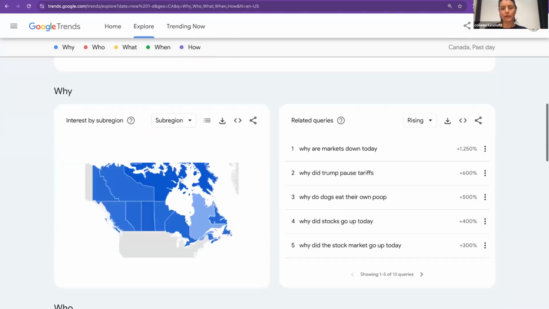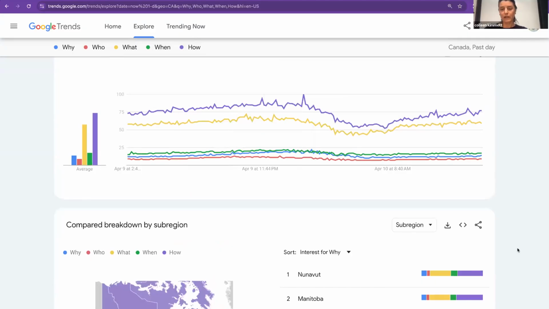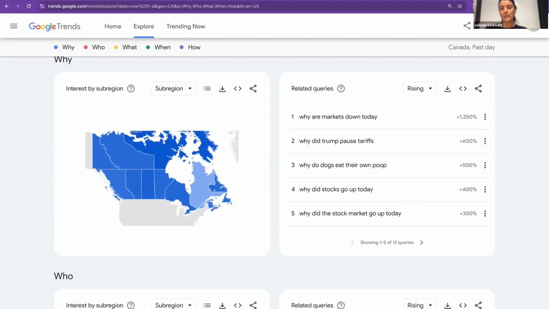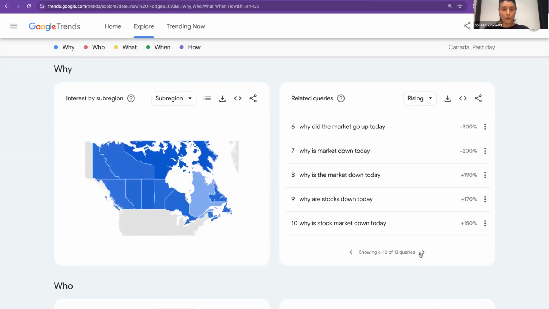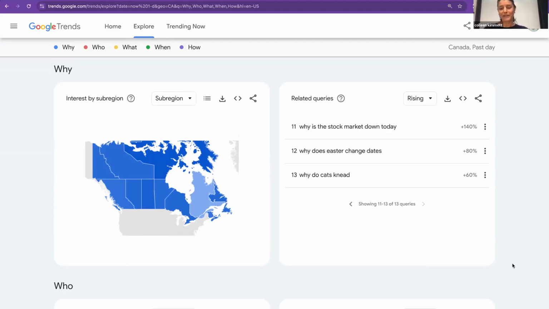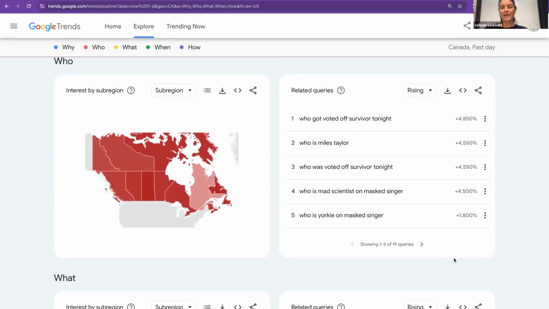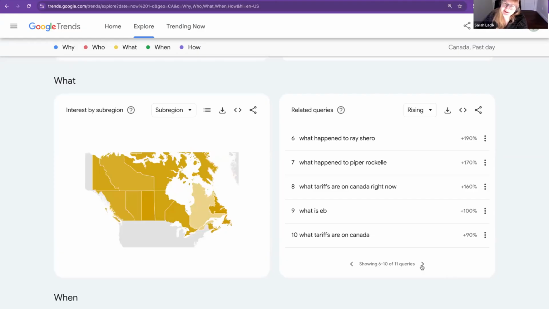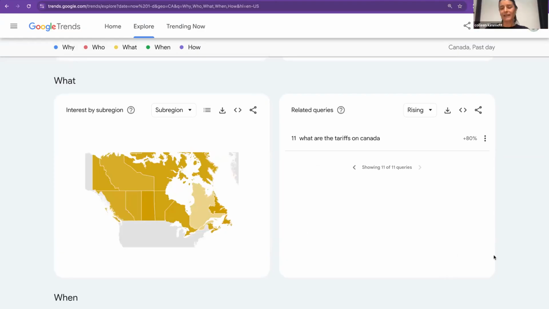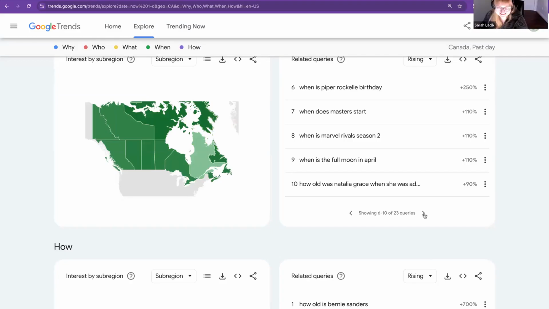But here, if we look generally, and again, this graph isn't going to tell us much, but below that, we've got what questions people are asking that begin with why. Why did stocks go up? I saw, why do dogs eat their own poo? Why does Easter change dates? Again, lots of celebrity entertainment type questions. I mean, it looks silly, but like, we see ourselves, like, yeah, I have Googled sillier things.